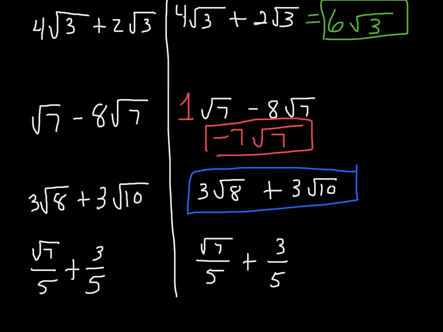So then, I have the same square root symbol. Therefore, I can add this one to this one, which means I have the square root of 7, and then I have 1 minus 8, which gives me negative 7. So my answer is negative 7 on the square root of 7.